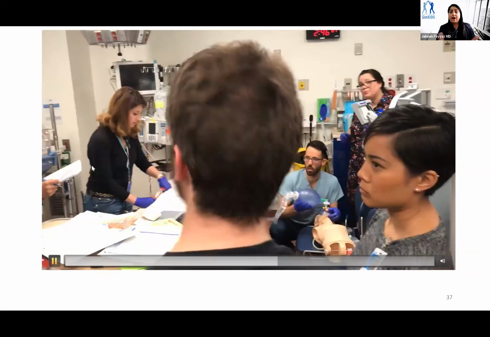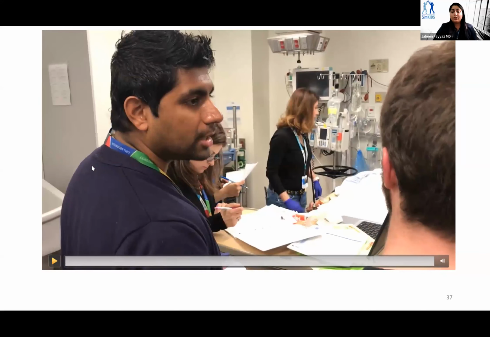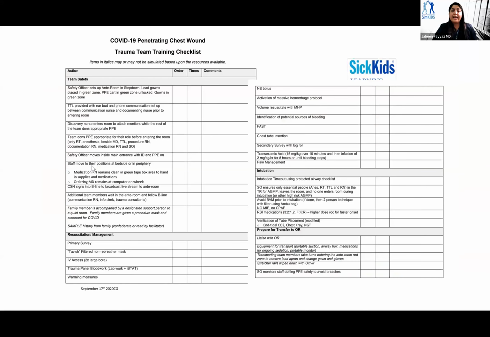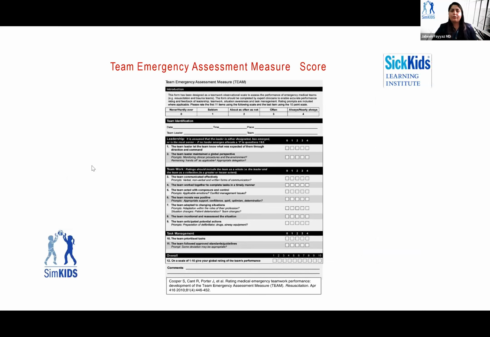So these are all clips from our actual emergency department where they are managing or running these traumas. And you can see there's a trauma team training checklist, which has all the components the teams need to be aware of, and it is filled out and then debriefed later on. This is a team score, which I was talking about, and it is for the non-technical skills.